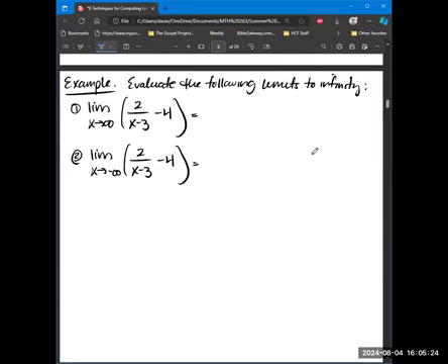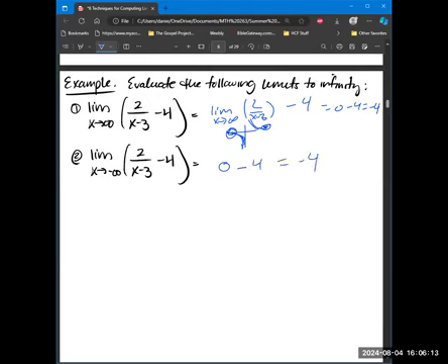Evaluate the following limits at infinity. So this is going to be the limit as x approaches infinity of 2 over x minus 3, minus 4. And if we look at that graph, the end behavior of it, as we go towards the right, it's getting close to 0. And so this is going to be 0 minus 4, which is negative 4. If we look at this as it goes to negative infinity here, it also goes to 0, but from below, 0 minus 4 is also negative 4.